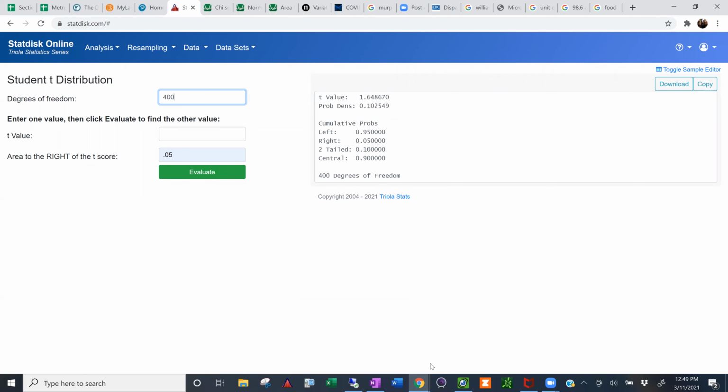Are you comfortable with finding the t-values? In other instances, what's that? Doing good there? Thank you.